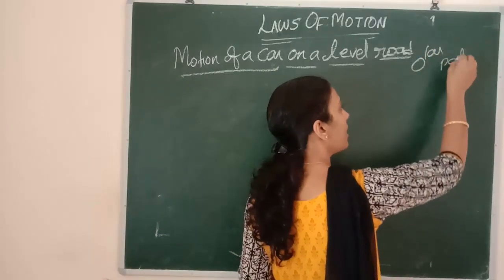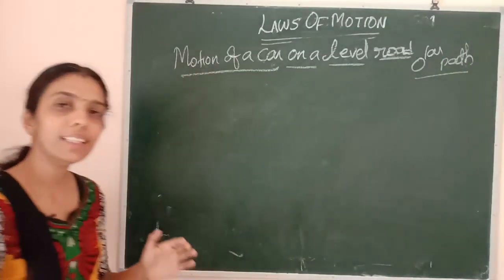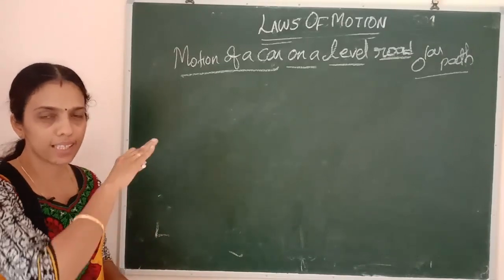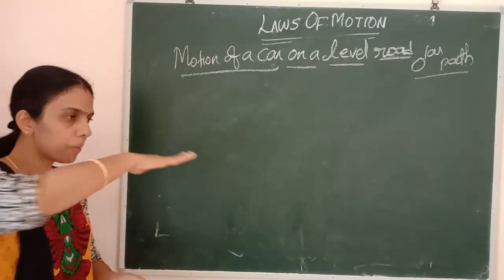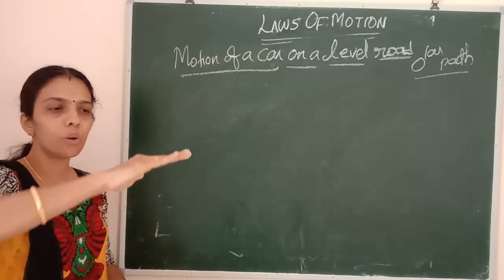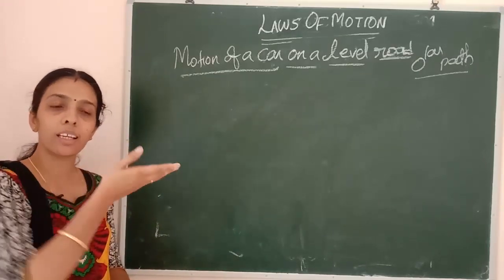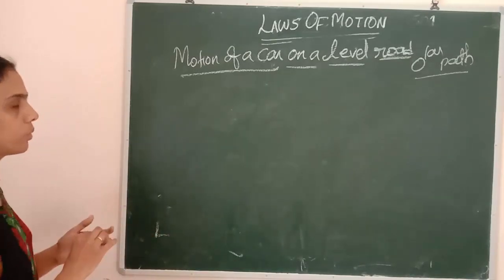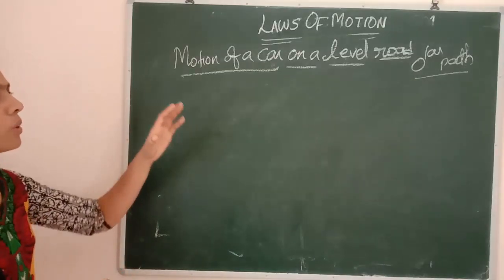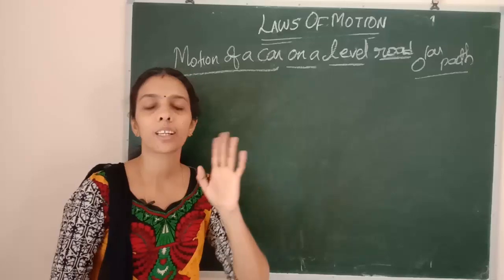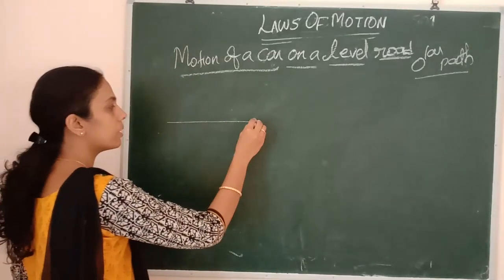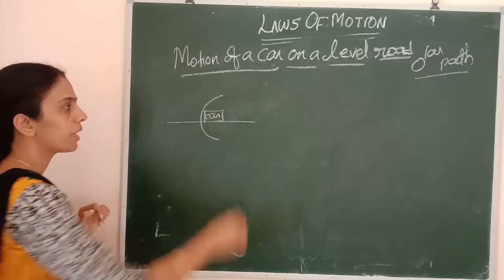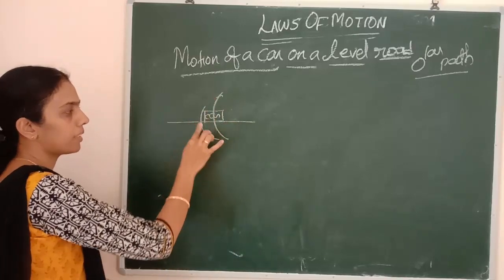When the car is taking a circular path, the road is a leveled road. Leveled road means no angle is there, everything is straight, like when you use a leveling instrument, it will be the same. So that is the motion of a car on a leveled road when it is taking a circular path. This is the leveled road and a car is here, going to take a circular path like this.